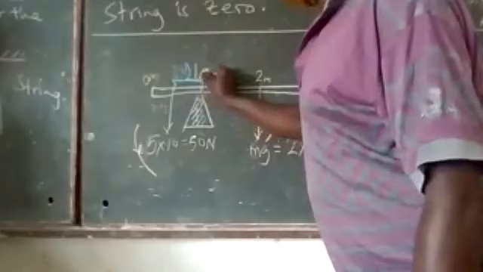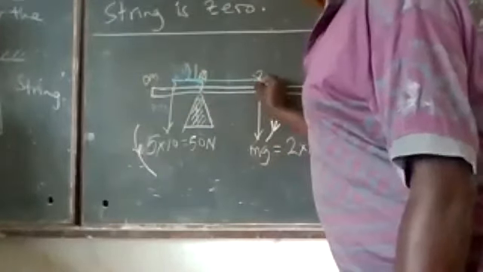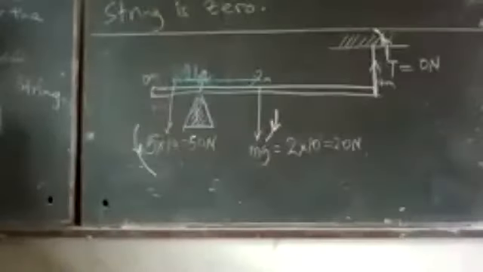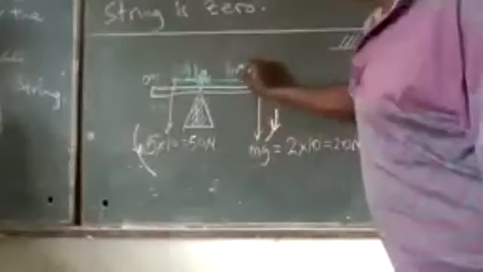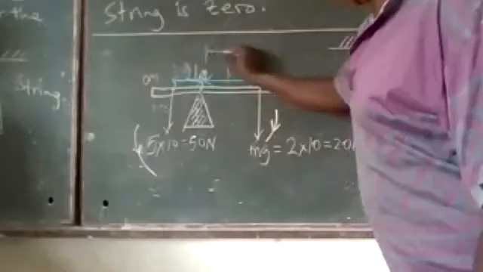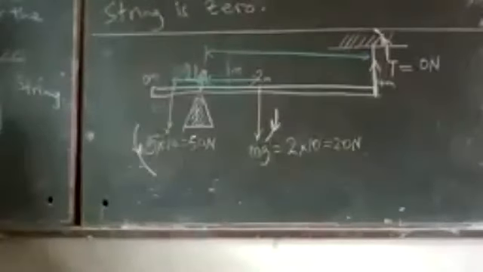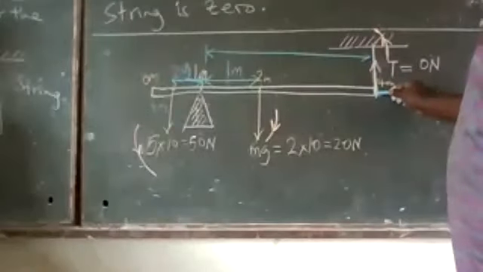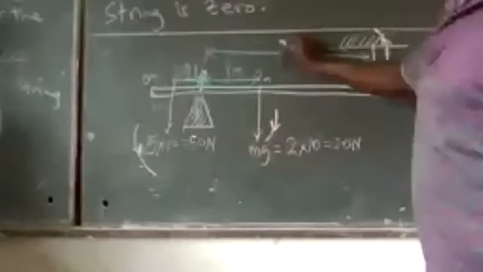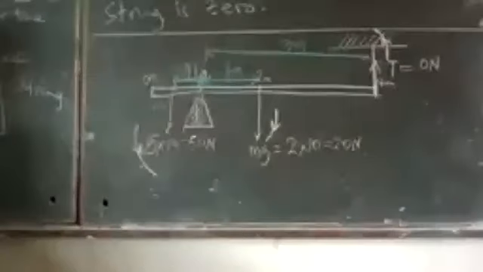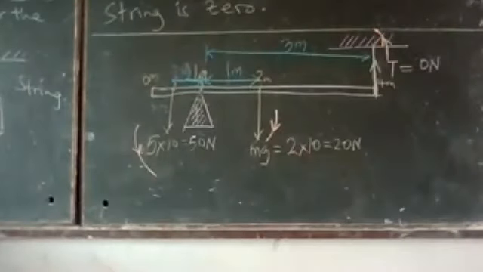That distance is okay. We call it Y. The distance Y from the pivot. Now, what is this distance from the pivot? 1 meter. So what is this distance from the pivot? 2 meters. This is 3 meters. So I hope you have labeled your diagram properly. All distances are measured from the pivot. Are we clear about that?